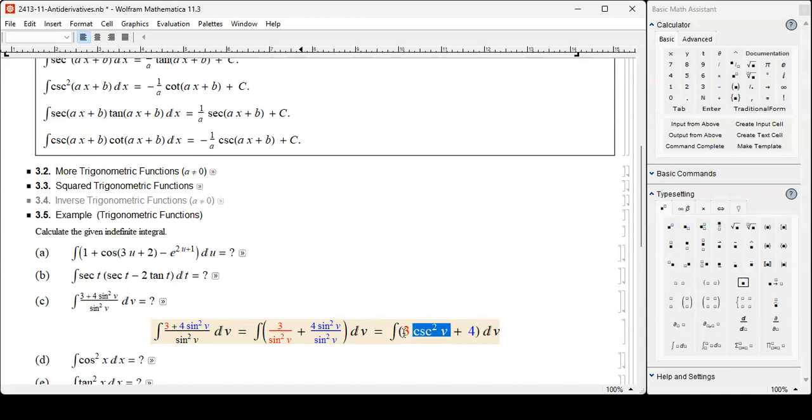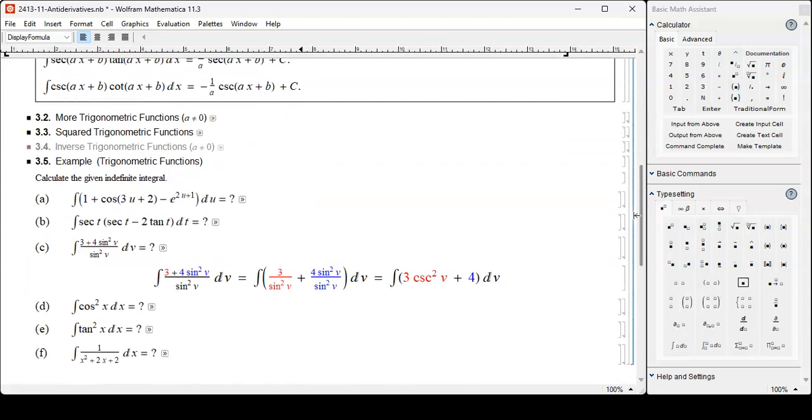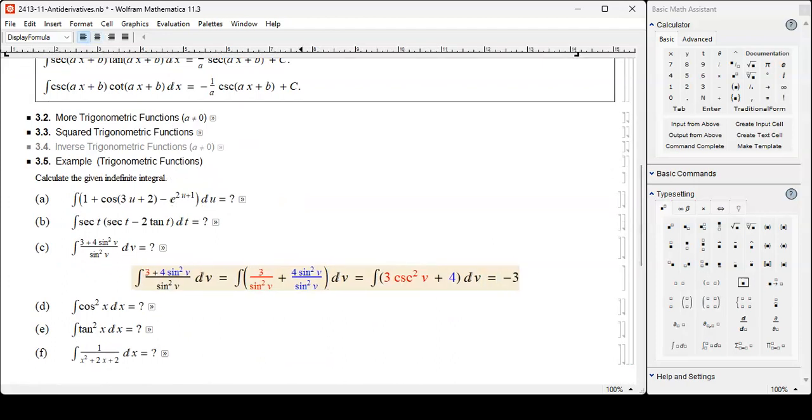Remember, cosecant is 1 over sine, secant is 1 over cosine. Now, this doesn't look too bad because cosecant squared, that's the derivative of negative cotangent. Derivative of cotangent is negative cosecant squared. So that's not too bad. So let's go ahead and complete it. Negative 3 cotangent of v, don't forget negative, and 4v. This is constant, so we get just 4v.